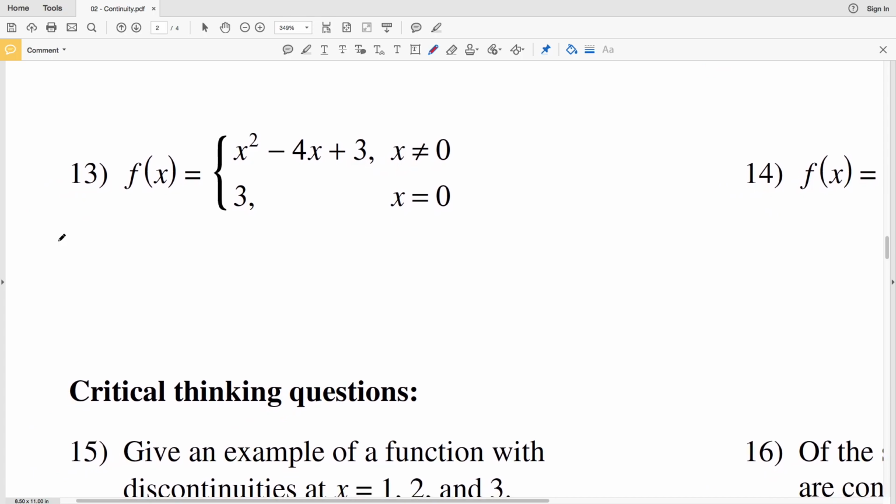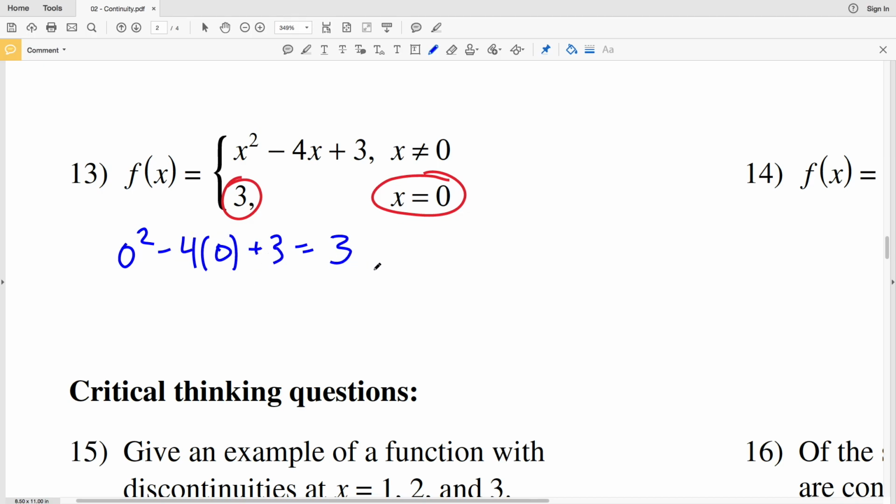And number 13, we're looking at a piecewise function. In order for this function to be continuous, when x equals 0, f of x needs to equal a positive 3. So I'm going to take 0 and plug it into my first piece of the function to see if that equals 3. If it does, my function is continuous. So I'll have 0 squared minus 4 times 0 plus 3, which 0 squared is 0, 4 times 0 is 0, and I add 3 to that, I do indeed get 3. So because 3 is equal to 3, my function is continuous.